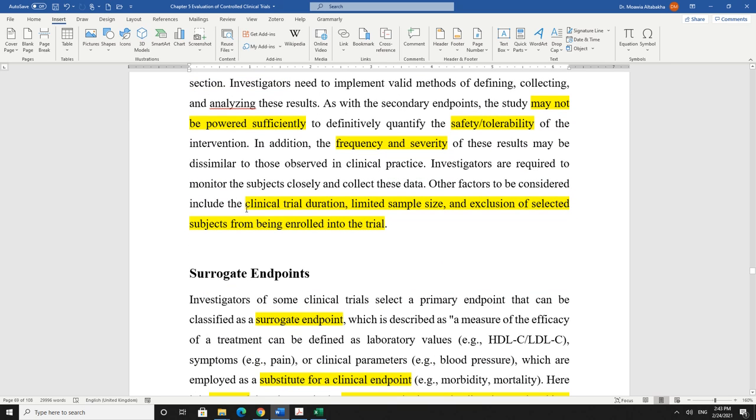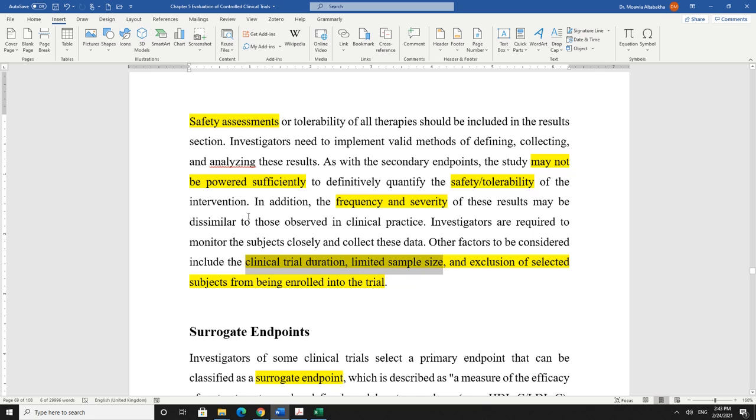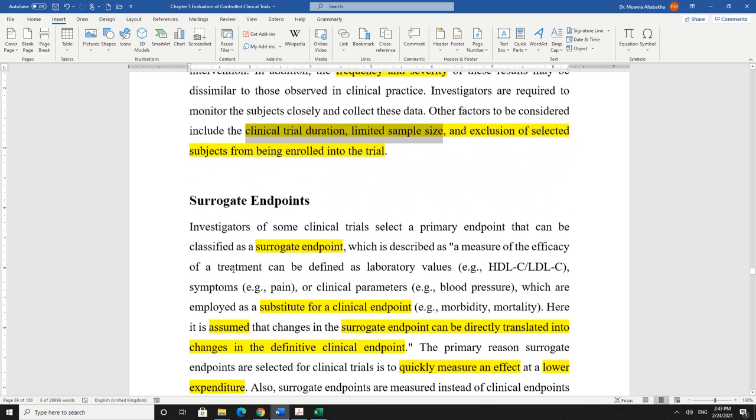Okay, so you need to look at clinical trial duration, sample size, maybe some subjects were excluded from the trial, etc. Okay, I hope this is clear. Again, the dose titration, did subjects take, for example, the maximum dose or below the maximum, in order for you to assess correctly the safety and tolerability of the medication.